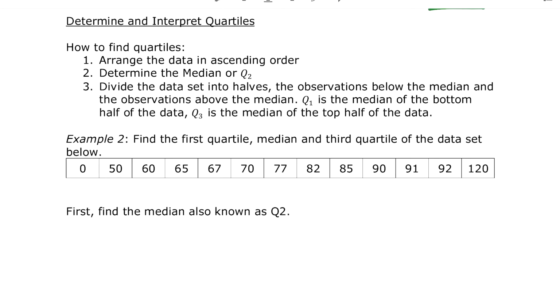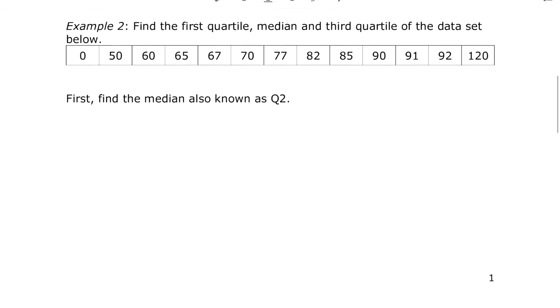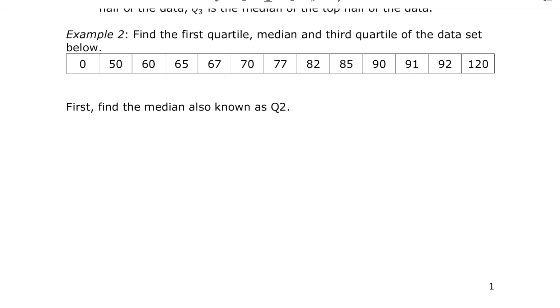So let's go ahead and just get into this example. I have a data set here. I was really nice, and I've already put it in order for you. We're going to go ahead and find the median, or Q2, first. We need to remember first figure out how many data values we have. So we have 1, 2, 3, 4, 5, 6, 7, 8, 9, 10, 11, 12, 13 numbers. So n equals 13. So it's an odd number.